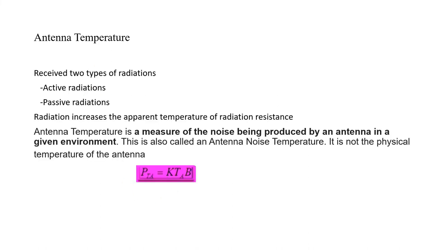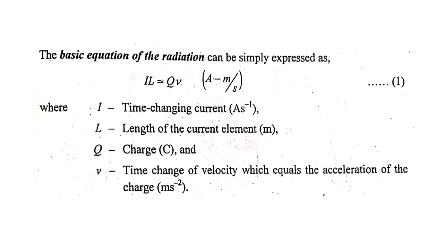Now, antenna temperature. This antenna receives two types of radiations, active radiations and passive radiations. This radiation increases the temperature of the radiation resistance. If the radiation increases, the temperature also increases. We can define the antenna temperature as a measure of noise being produced by an antenna in a given environment. It is also called antenna noise temperature. Here we represent P is equal to K T_A B, where T_A represents the noise temperature.